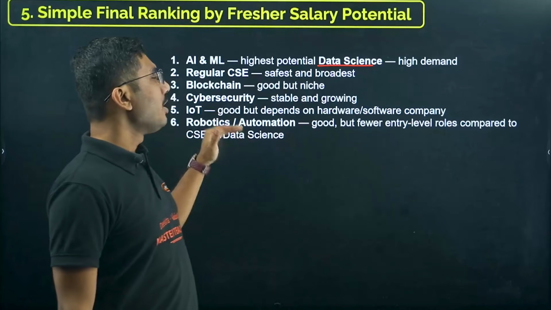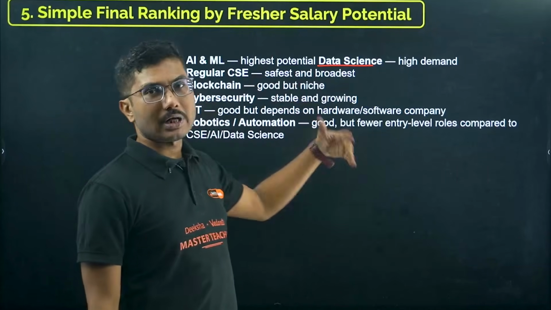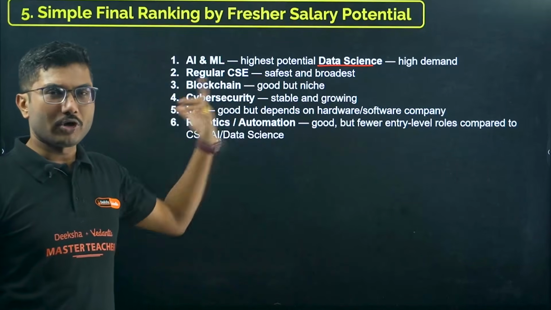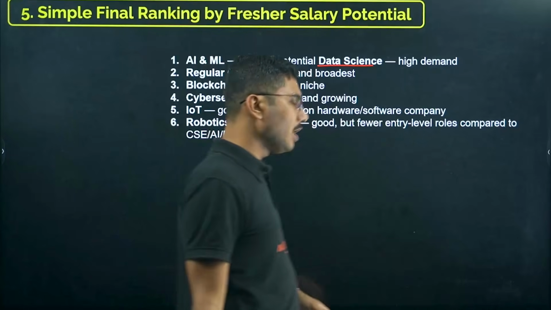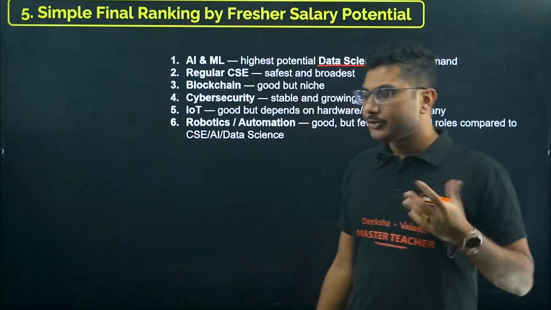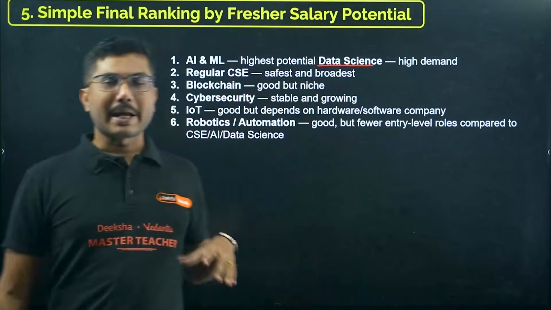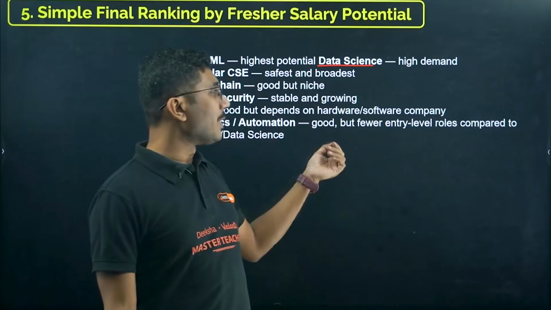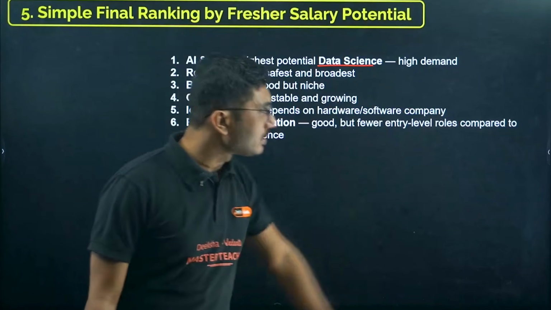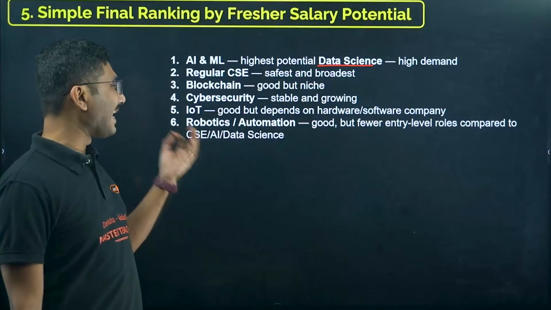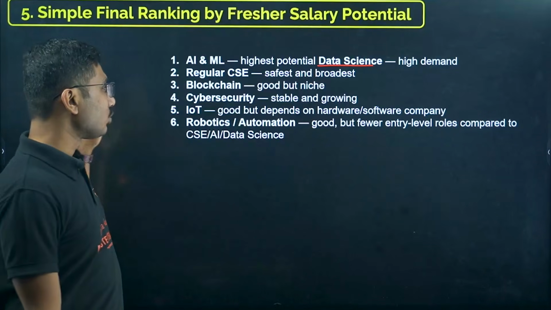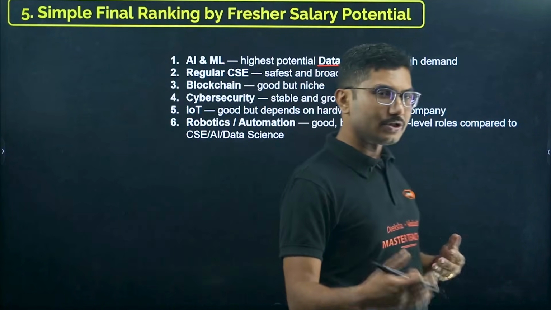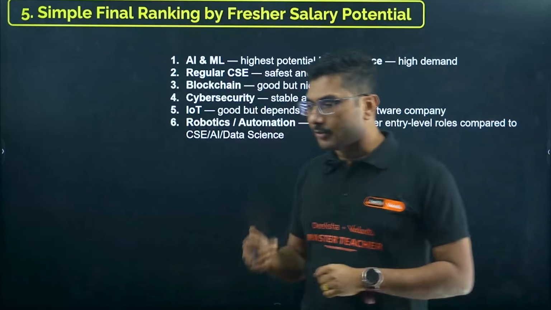IoT, good, but depends on hardware or software company. Okay, it varies from company to company, whether you are joining a hardware company or a software company. Based on that, the pay package varies. Now last, robotics and automation, good but fewer entry level roles compared to CSE, AI, data science, etc. Okay, so for robotics or automation, the package is good, but the entry level jobs are fewer.